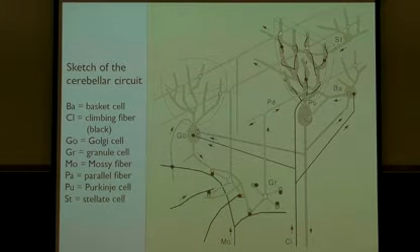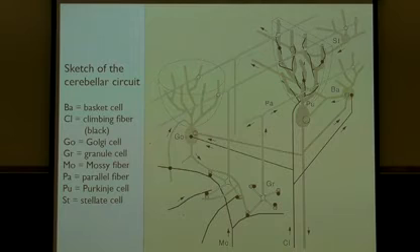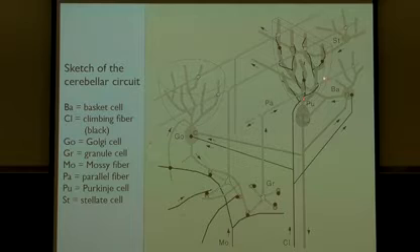Here's a further sketch of the same, which I will use in later pictures. Here's your sole output, the Purkinje cell, and its climbing fiber, which goes all over that dendritic tree. And here are the inputs coming from outside the cerebellum, and then they go through granule cells and into the parallel fibers.